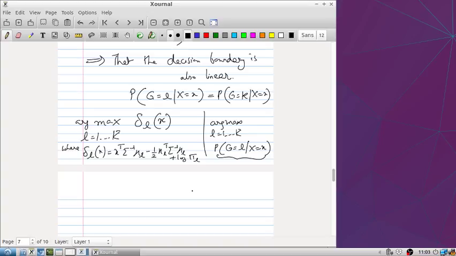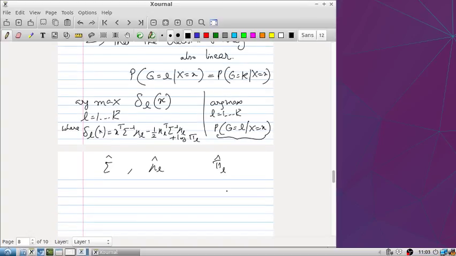Just like in other models, where we had a very nice expression for beta hat, here we have to find expressions for sigma hat, mu hat L and pi hat L. We have to use the data to estimate these. You can do it in a very formal way, but the intuitive way works.